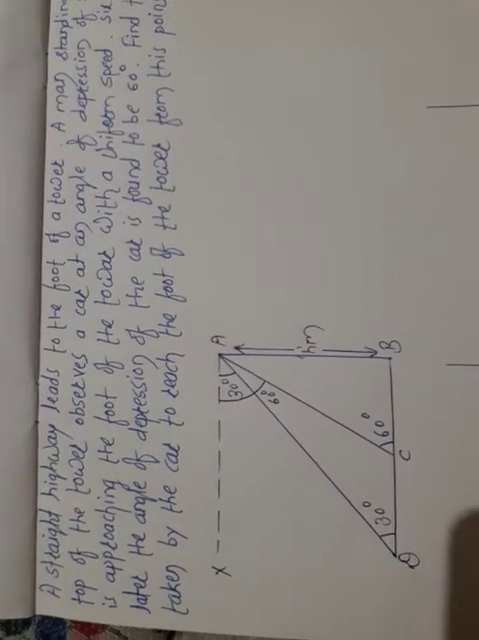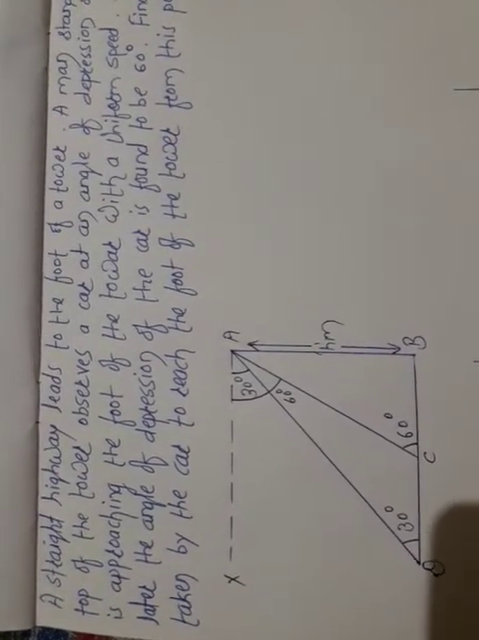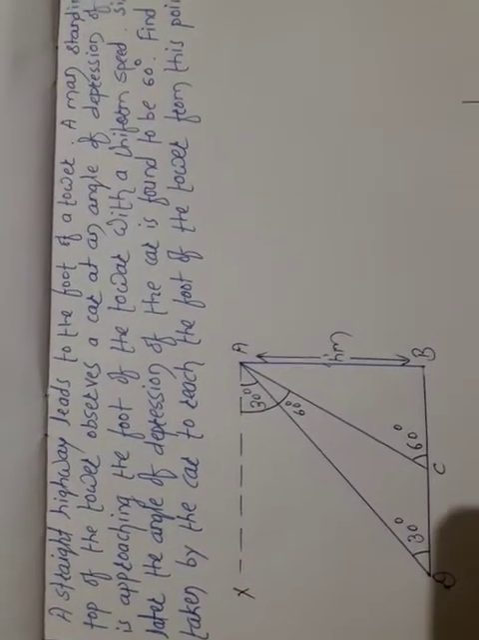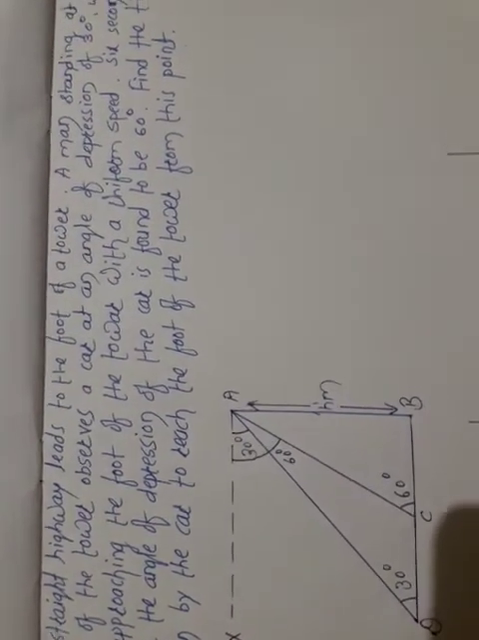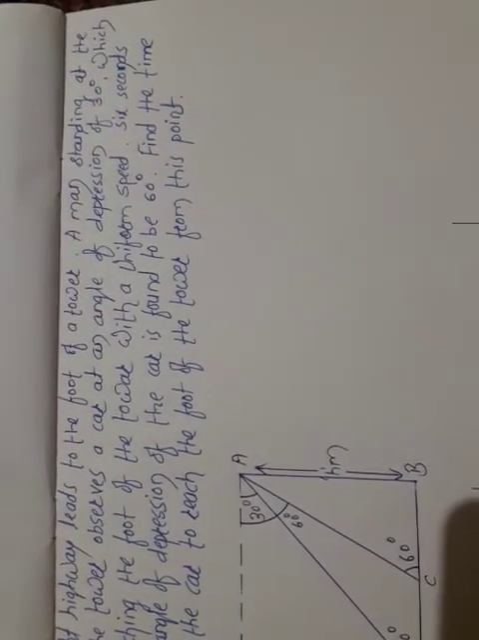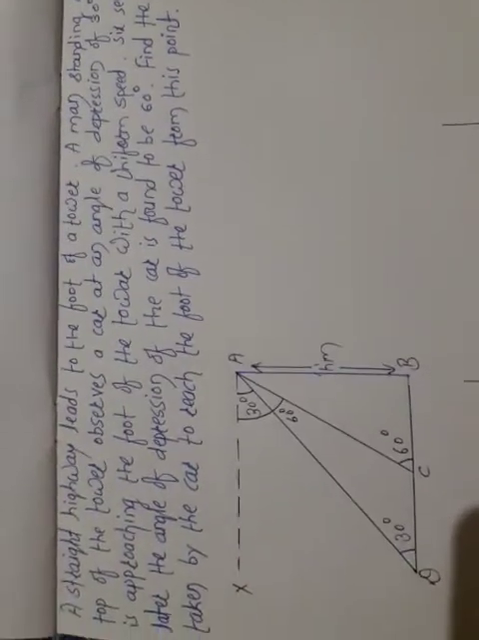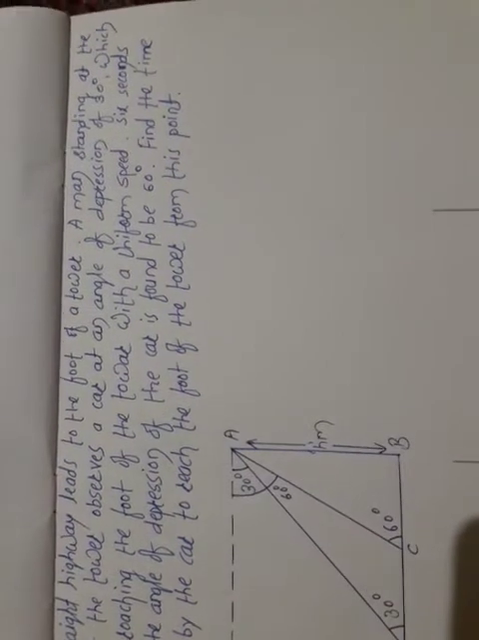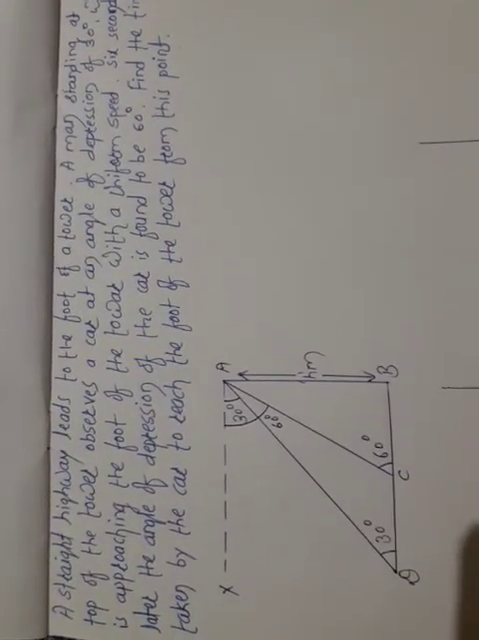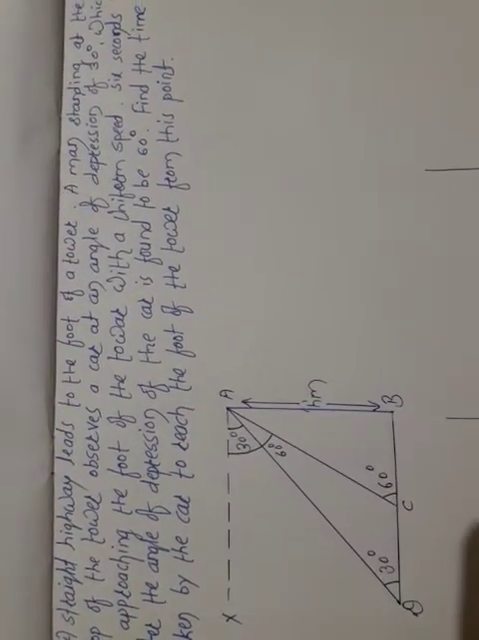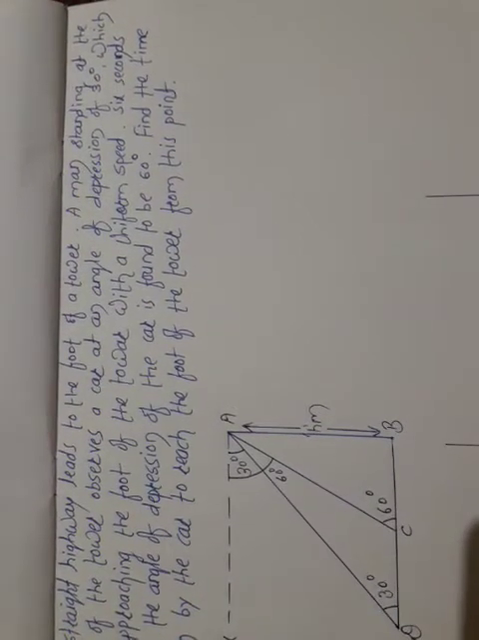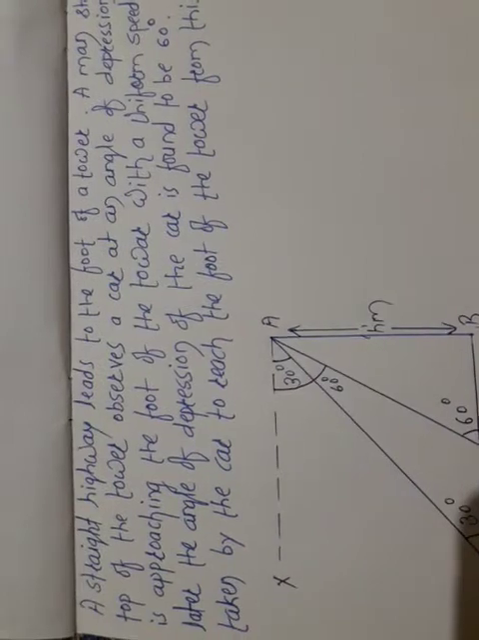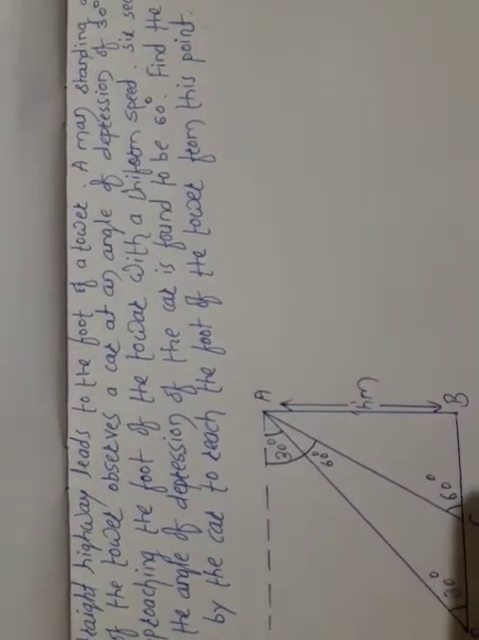First of all, I am going to show you the statement of the example. Look here. A straight highway leads to the foot of a tower. A man standing at the top of the tower observes a car at an angle of depression of 30 degrees.